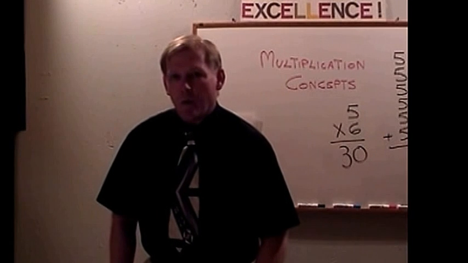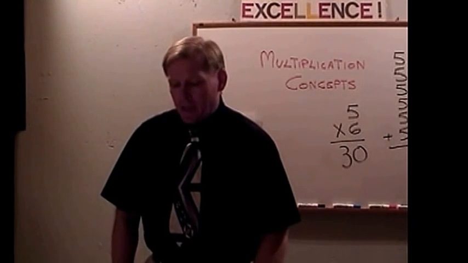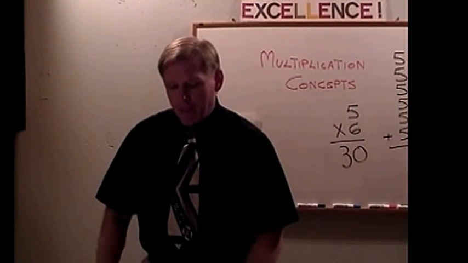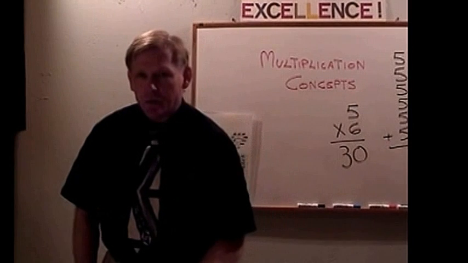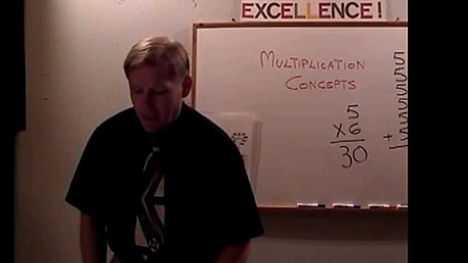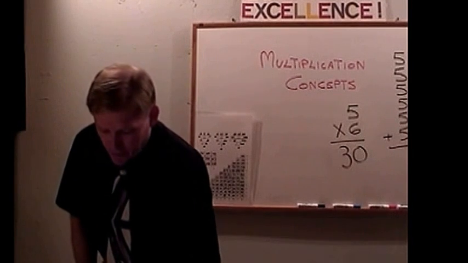There is one other one. 0 plus 0 is 0. And 0 times 0 is 0. So 0 times 0 and 2 times 2 are the only 2 problems where your answer is going to be the same in addition and multiplication. Everything else will be different. Okay?